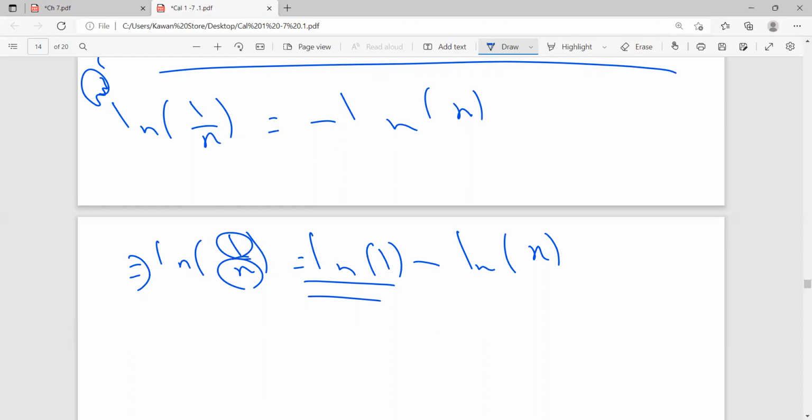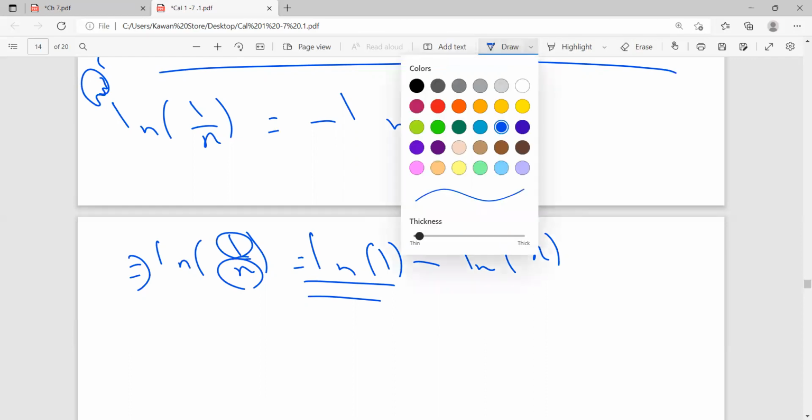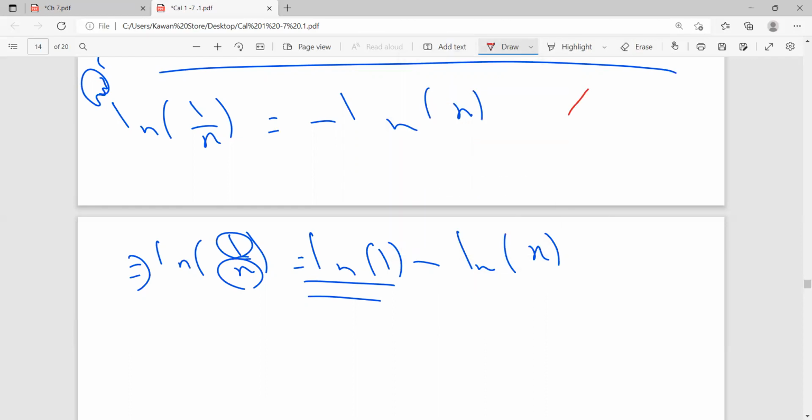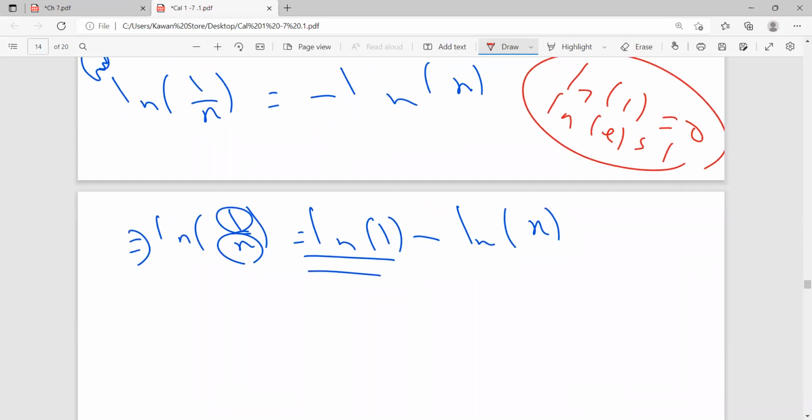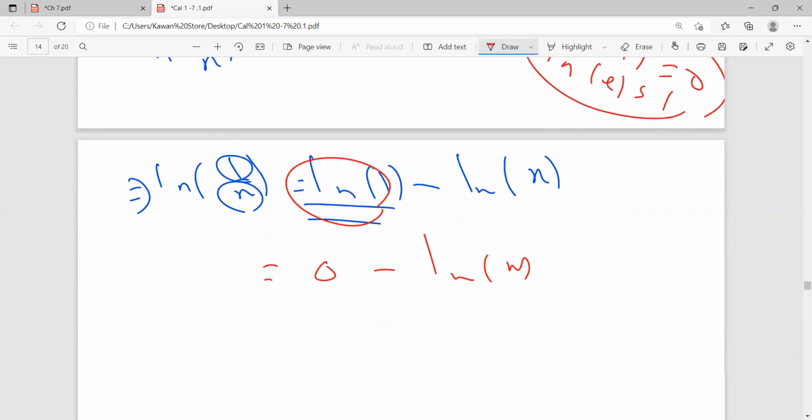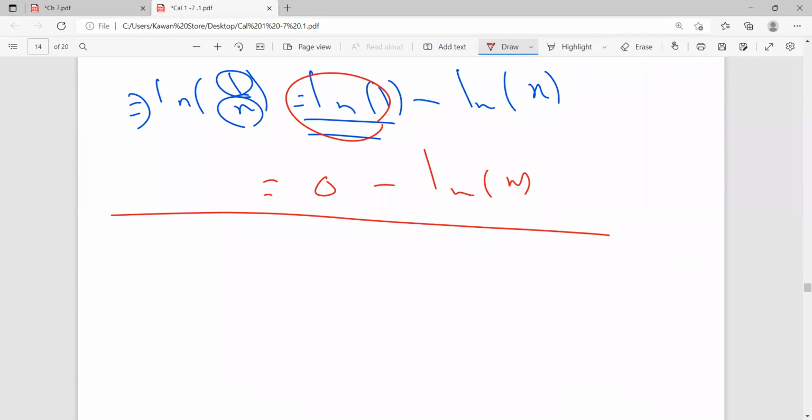So I recommend you to write that one somewhere. Ln of 1 equals 0. Ln of e equals 1. This is very important for you. Write it down somewhere else, I don't know. Ln of 1 equals 0, ln of e is equal to 1. Do not forget about that one. That's why that one will be 0, and that one will be ln of x. How about the fourth and the last rule here?